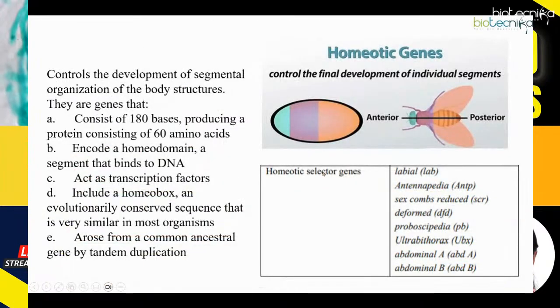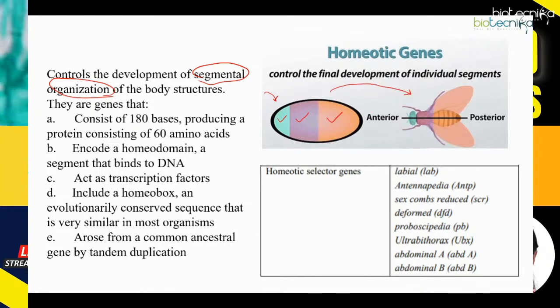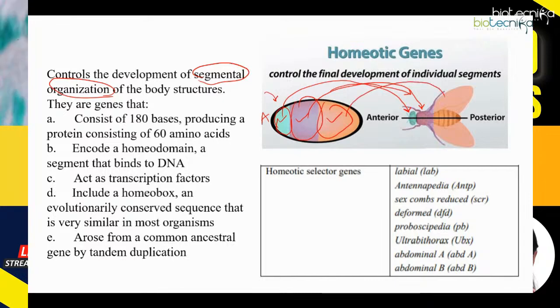Okay. So let's have a look at the theory part of this question. Homeotic genes control the development of segmental organization of the body structure. If this is the Drosophila embryo and some homeotic genes are expressed in this exact sequence, you will also find that in the adult fly structure, in the anterior part, wherever this gene was expressed, its product will be head-like structure. Wherever this is expressed, its product will be thorax-like structure. And wherever this is expressed, its product will be involved in expressing the abdomen region.